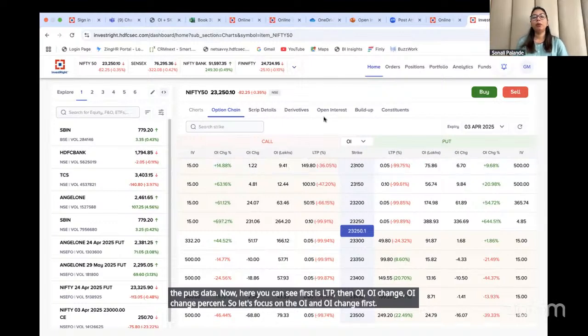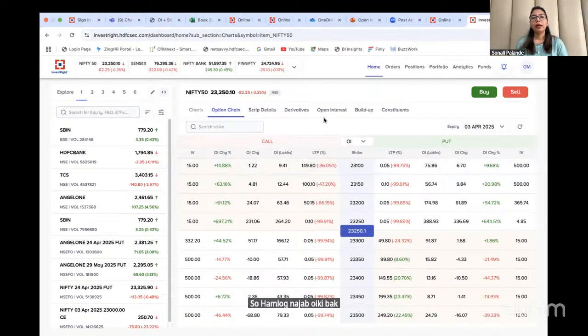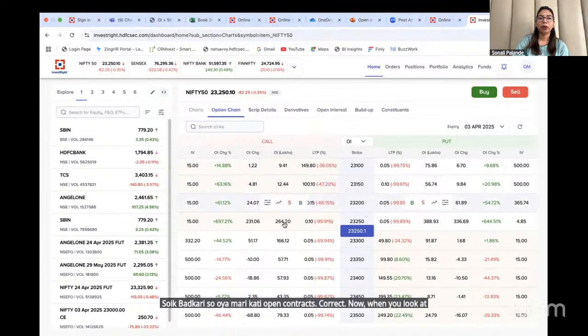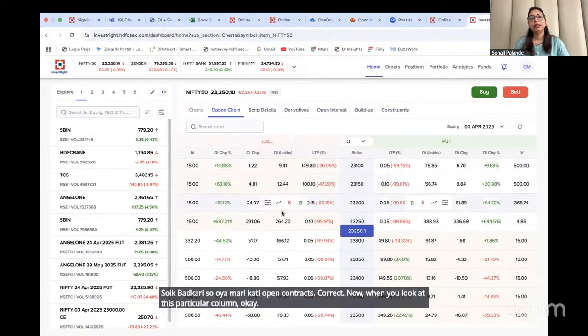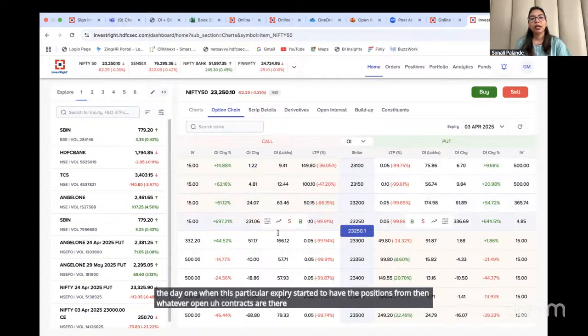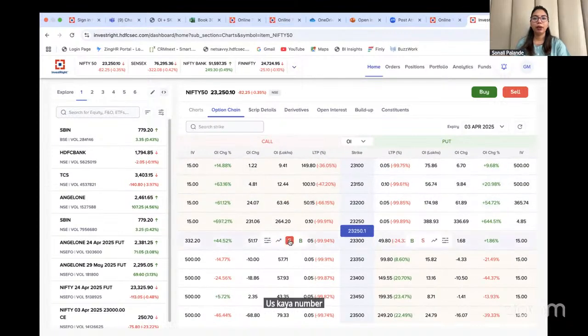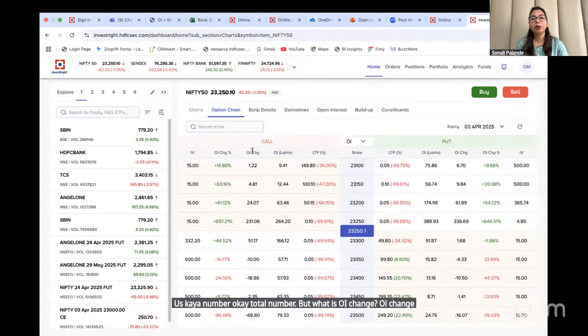When we talked about OI, what was OI? Open contracts, correct? Now, when you look at this particular column, OI, this is the cumulative number. Right from day one when this particular expiry started to have positions, whatever open contracts are there, this is the total number. But what is OI change? OI change is today's particular number.